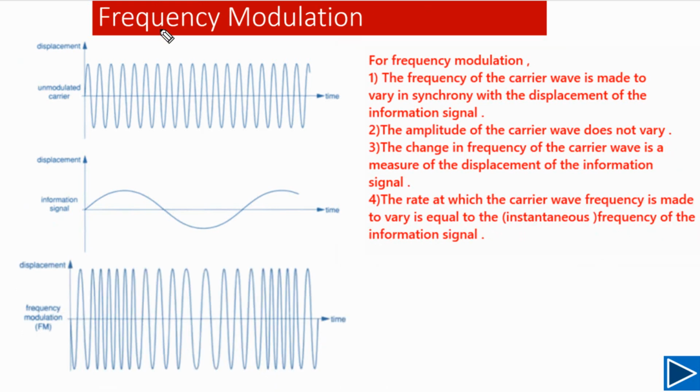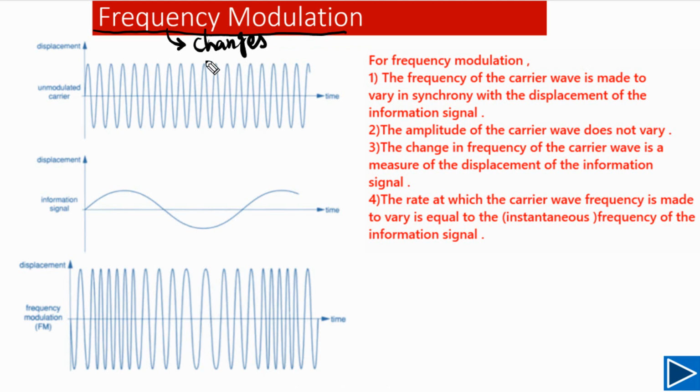Now we have a good understanding of amplitude modulation. If your concept of amplitude modulation is very clear, then frequency modulation is very simple to understand. When we talk about frequency modulation, it simply means that in this case the frequency of the carrier wave changes. So this is the first point you need to understand.